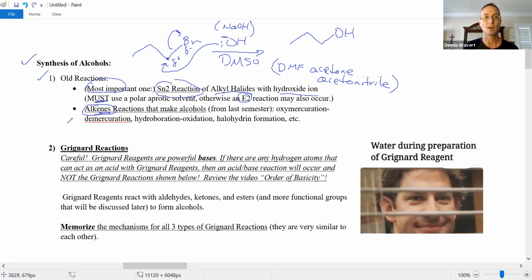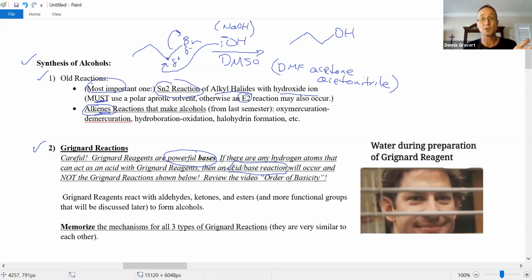Cool. All right, new reaction. Here we go. Grignard reactions, Grignard reagents. And we got a disclaimer here, a warning. Grignards are powerful bases. If there's any hydrogen atoms that can act as an acid towards these extremely powerful bases, that's what will happen. Acid-base reactions are so much faster than most other types of reactions, they win the race. And that's something you have to watch out for.